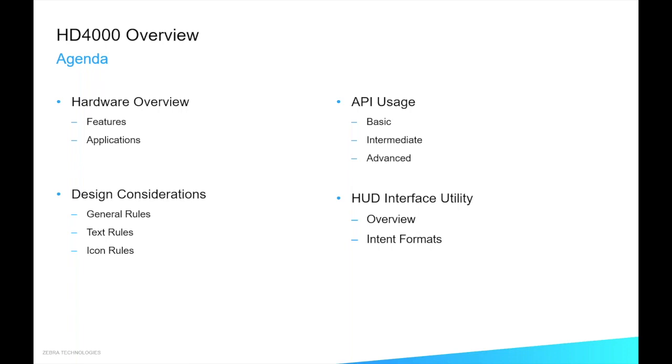Then once we've got to grips with the hardware and some of the features available, we'll start to talk about actually developing for the HD4000. We'll start off with some design considerations, so some things in general we should consider, and then some more specific considerations for both text and icons. And then we'll actually get into the SDK usage. So we'll go through the APIs available in the SDK. I've broken these into 3 sections: basic, intermediate, and advanced, but don't let that put you off. That's all within the context of the SDK, and everything is fairly straightforward. So hopefully everyone should be up to speed by the end of this presentation.